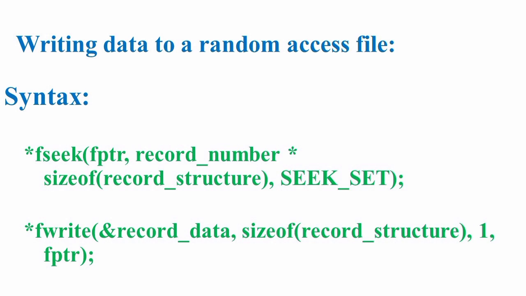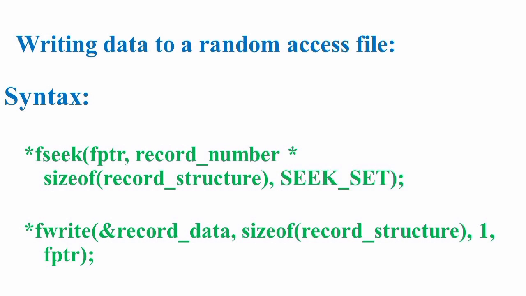Next, sizeof record structure gives the size in bytes of the structure that represents a single record in the file. Next, SEEK_SET is the constant used to specify that the file position should be set relative to the beginning of the file. The fseek function calculates the offset in bytes based on the record number and the size of each record and moves the file position indicator to that position in the file.